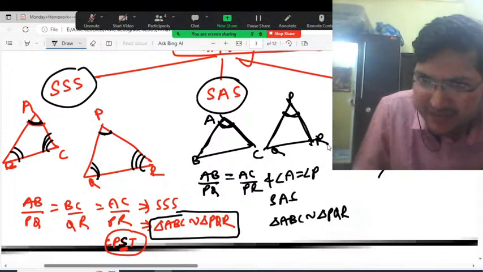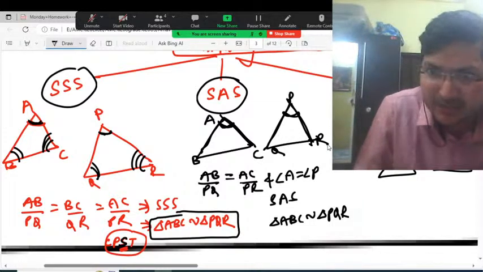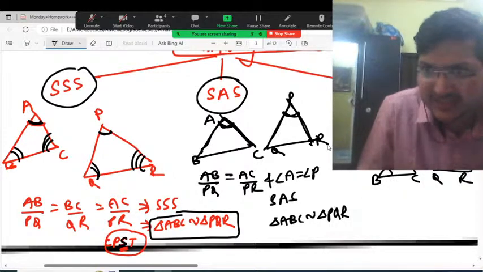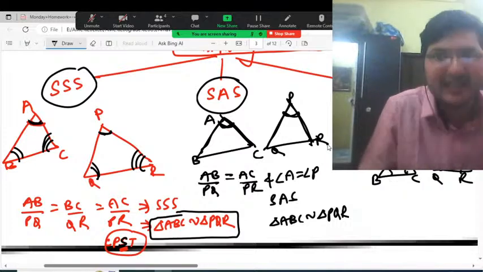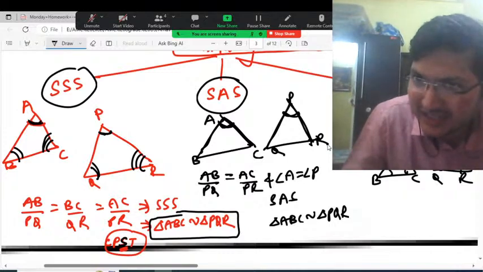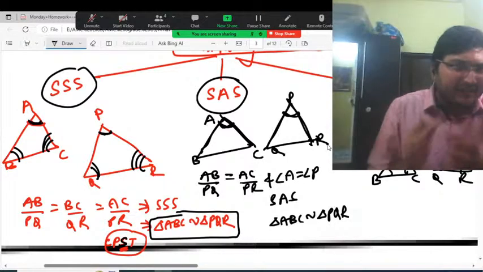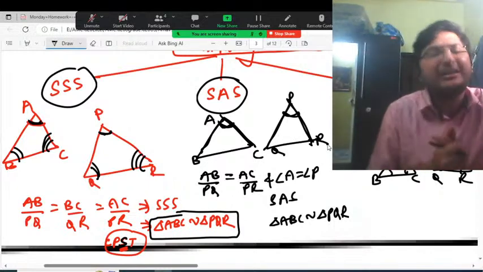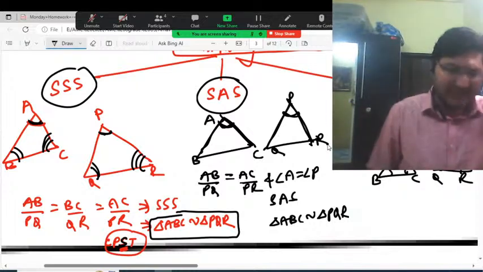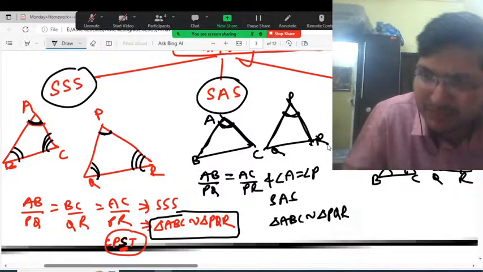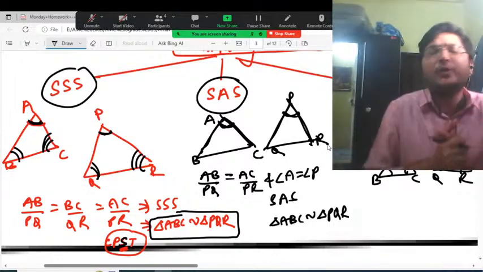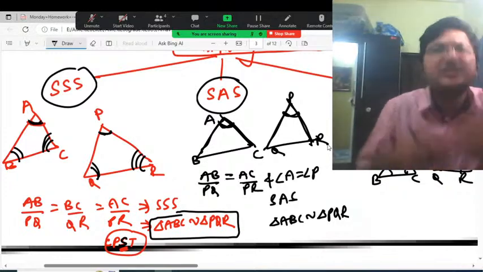And in AA we just need to prove that they have 2 angles equal. If I just say that angle B is equal to angle Q, angle C is equal to angle R, we can conclude about their similarity. Why do we not take the third angle? Because if 2 angles are respectively equal, the third one is also going to be equal. That's why AA is also AAA. If you prove 3 corresponding angles equal, you name it AAA. If you only prove 2 corresponding angles equal, you just name it AA.